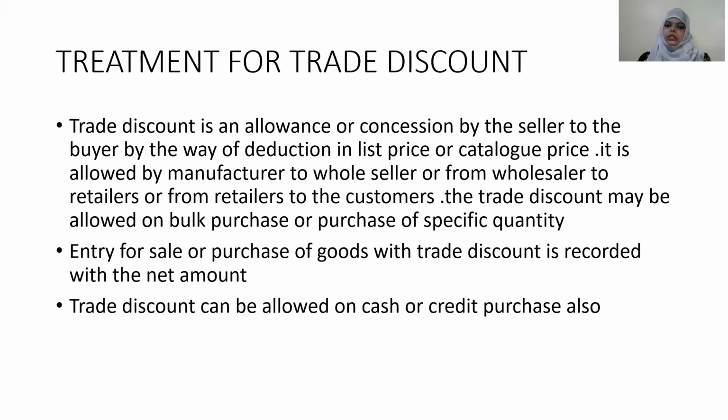Trade discount is a concession or reduction in the price allowed by the seller, in which the list price or catalog price of the item is given at a discounted rate. Maybe 10%, 15%, 10 rupees, 5 rupees, 100 rupees, whatever it may be. It may be allowed from the manufacturer to the wholesalers, from the wholesalers to the retailers, and from the retailers to the customers. Trade discount may be allowed on a specific bulk quantity. If you take 1 or 2 items, they won't allow you a good discount. But if you take 100 or 1000 quantity, they may allow you a good discount.